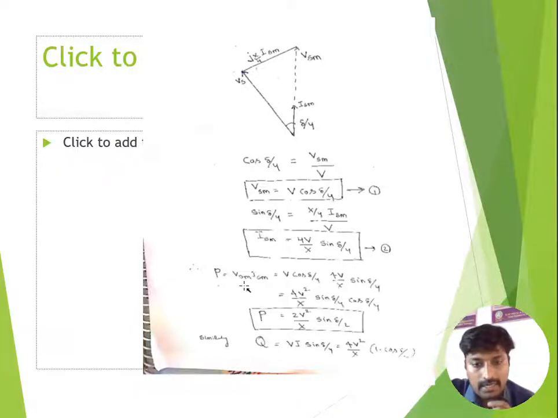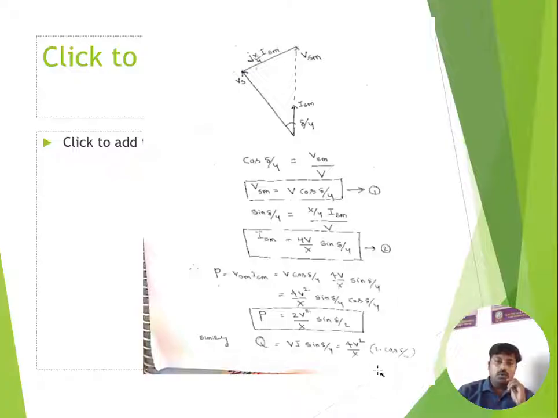Active power is nothing but VSM into ISM, that is V cos delta by 4 into 4V by X sin delta by 4. So the entire expression equals 4V square by X sin delta by 4 into cos delta by 4. So the active power is equal to 2V square by X sin delta by 2. Like that you calculate the reactive power, you will get 4V square by X into 1 minus cos delta by 4.